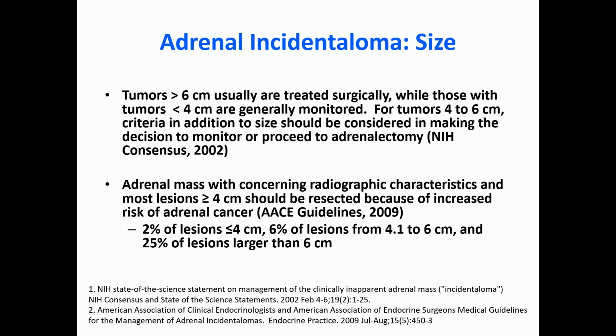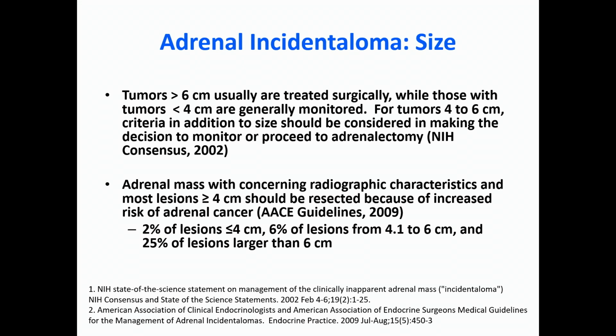The next consensus is from the American Association of Clinical Endocrinologists and American Association of Endocrine Surgeons, and they favor that adrenal masses with concerning radiographic characteristics and most lesions which are over 4 centimeters should be resected because of increased risk of adrenal cancer. And they have the quotes below.